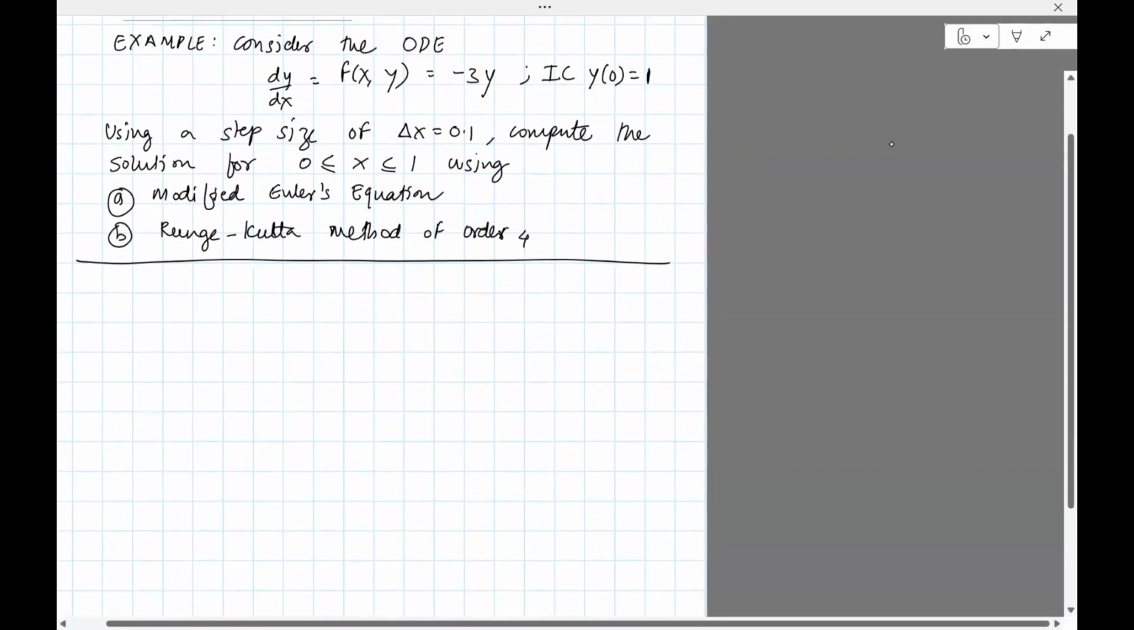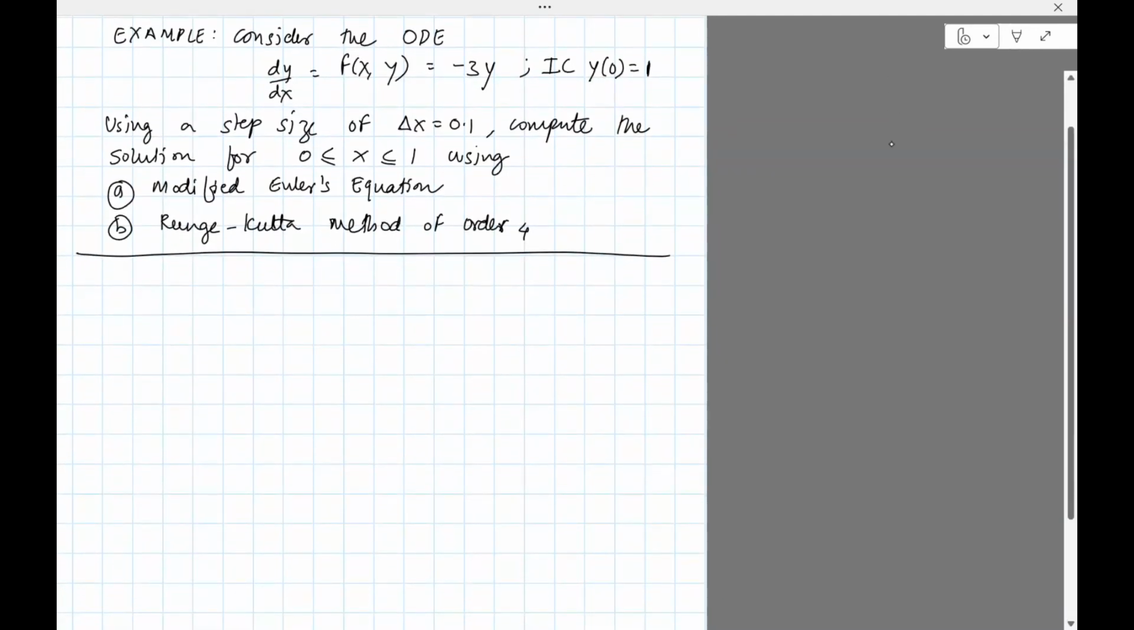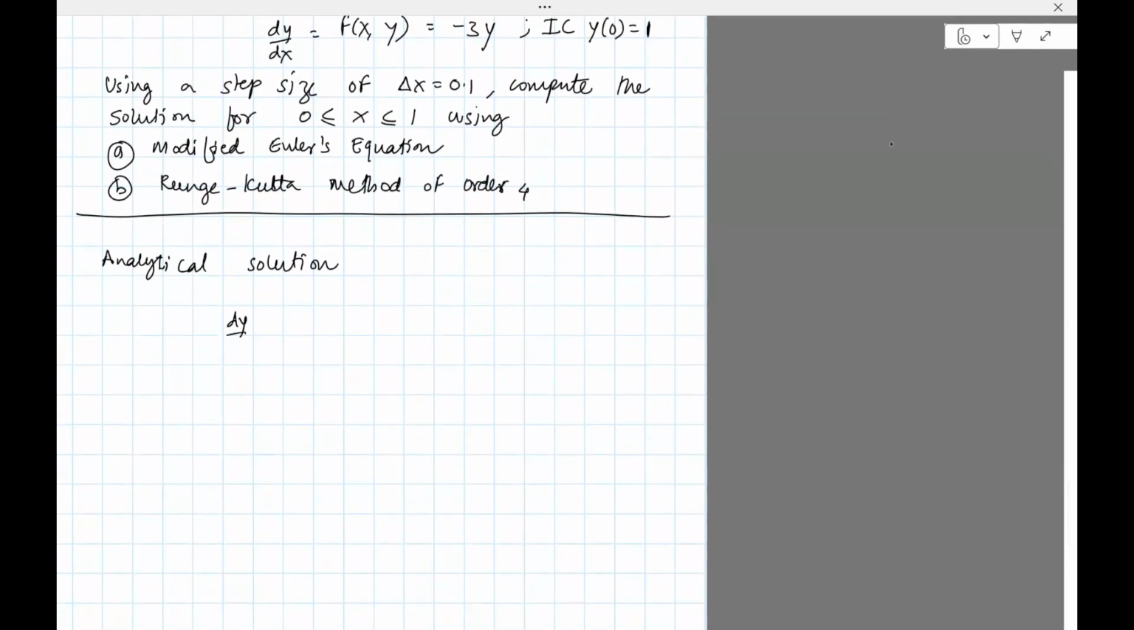So by the way, I should have done this in the past. This equation, I intentionally took it because you can analytically solve for y. Okay, we'll do that first, so that we can compare. So this is not in the question, but we can analytically solve this. Analytical solution. So dy by dx equals minus 3y.